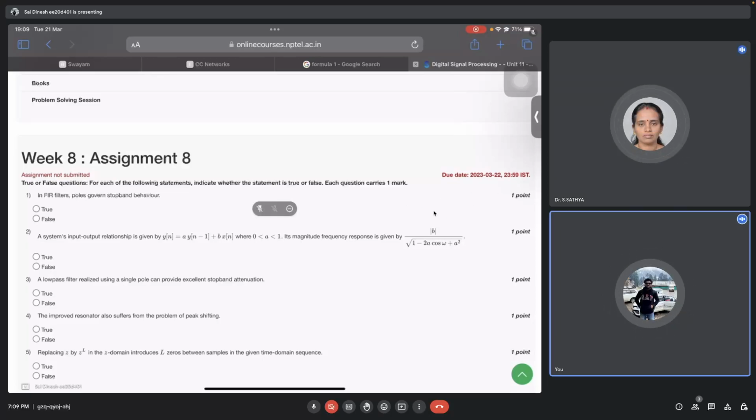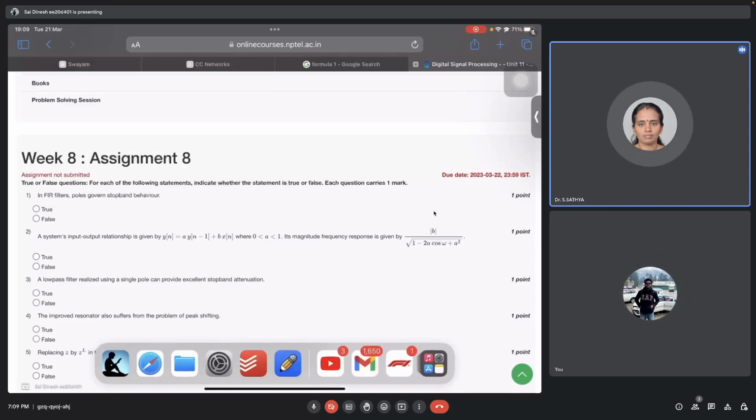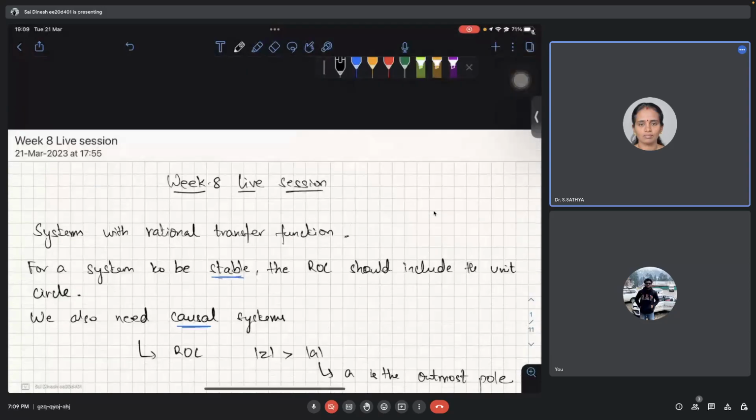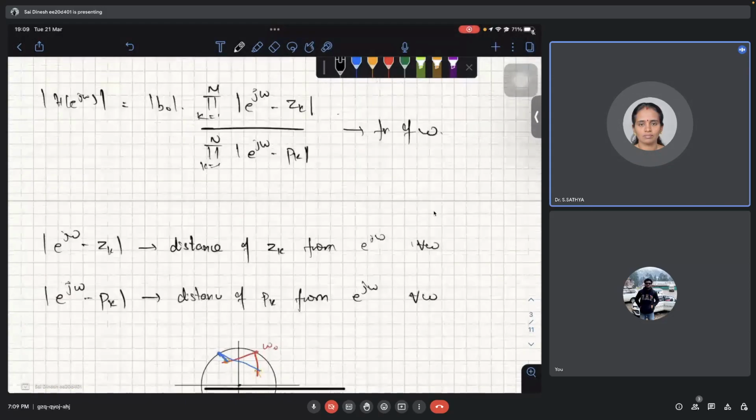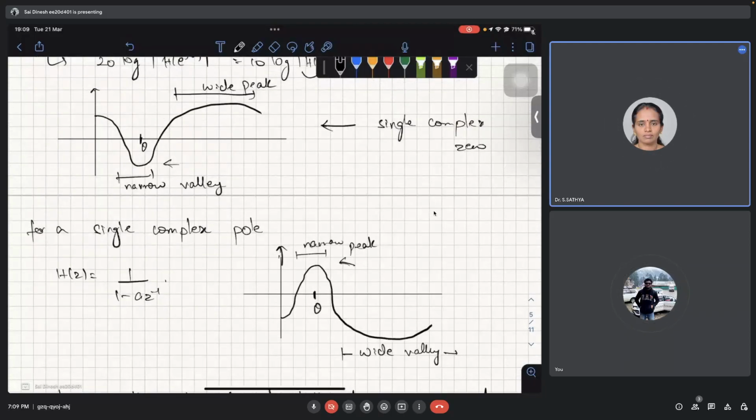Sir, you were telling about the low pass filter, in question number 2. Whatever you told for the poles and zeros, that is constant, sir. If we have the poles, we'll have a high value at low frequency, and for zeros, we'll have the values at the high frequency.